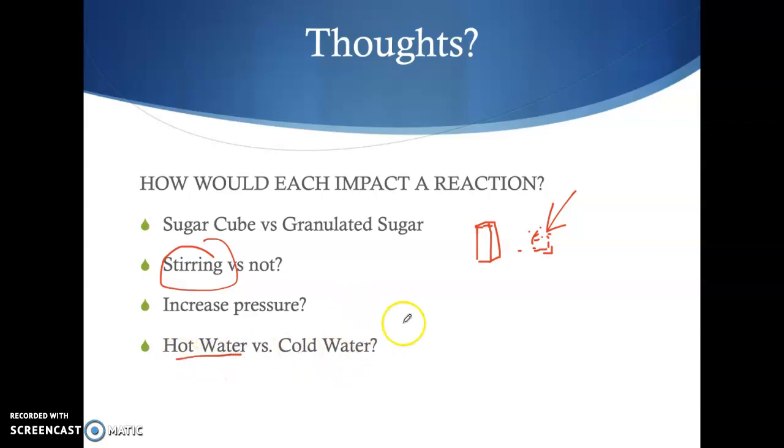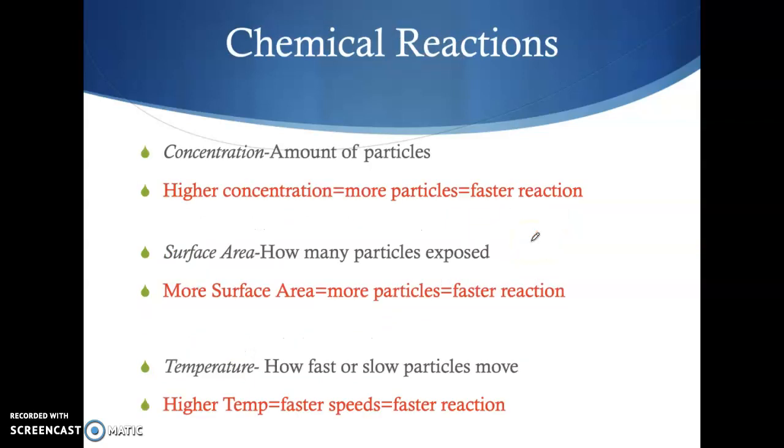If I add hot water, that's going to combust or dissolve faster as well, because there's more collisions. So this is in your table, and you don't have to write it down, but I just want you to listen through before we get to the homework. When we're talking about concentration, we're talking about the amount of stuff. If I have more stuff, reactions are going to happen faster. If I have less stuff, slower reactions.